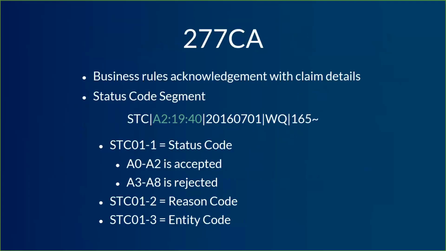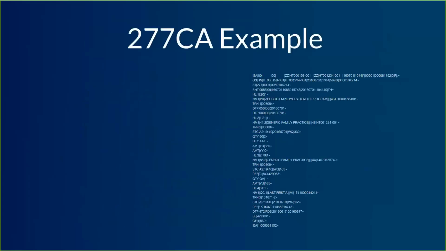Well, then the entity code might indicate whether it's the patient or the subscriber, because you could have some different situations where that distinction is important. Now let's take a look at a 277 example.